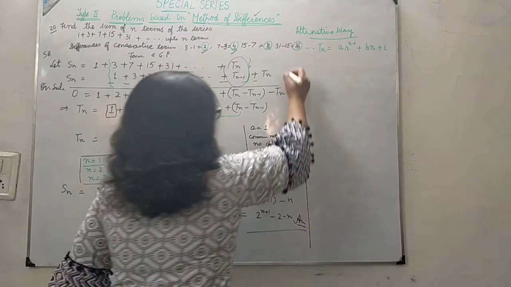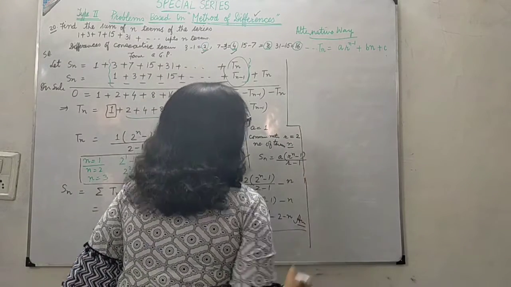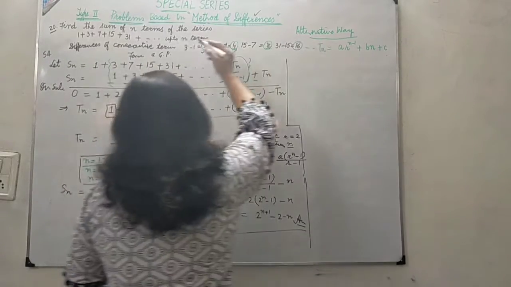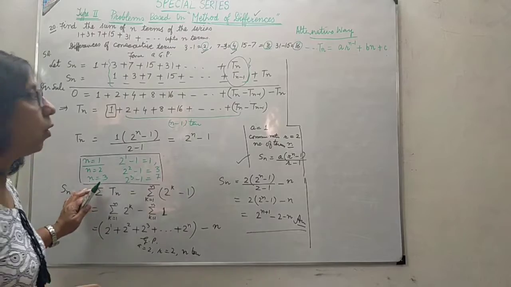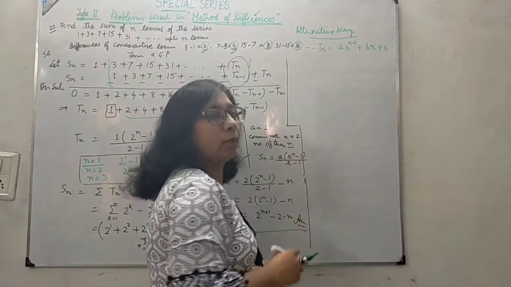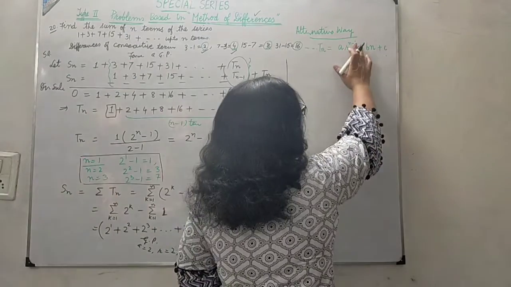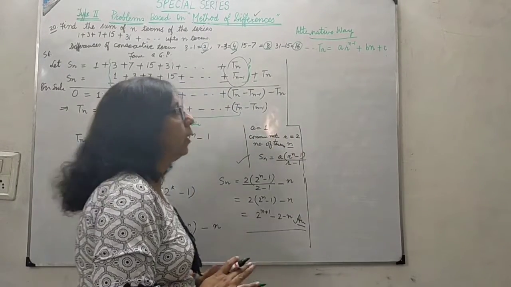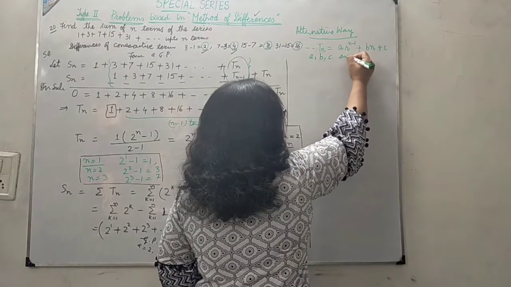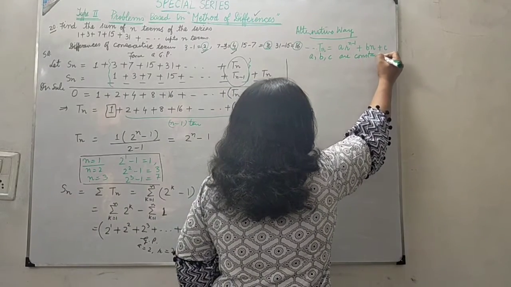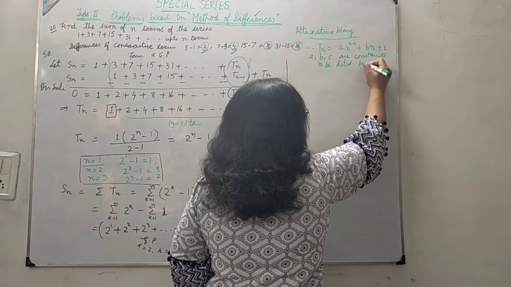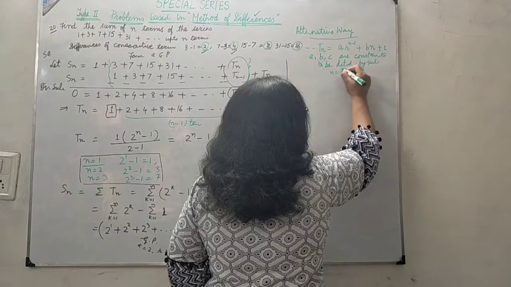Now let us take the same question with the alternative procedure. We'll just get the Tn. We have already seen that differences of consecutive terms form a GP. So in the alternative, we suppose Tn as A into R raised to power n minus 1 plus B into n plus C, where A, B, C are constants to be determined by substituting n as 1, 2, 3.